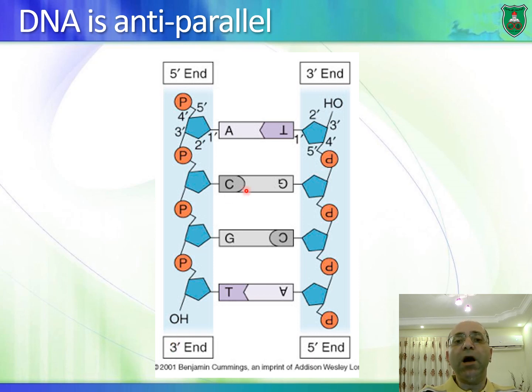Now if you look at the opposite, the complementary strand, you would notice that actually on top you have the 3' end, and in the bottom you have the 5' end. So the two strands are anti-parallel to each other, and this is another important characteristic of DNA.